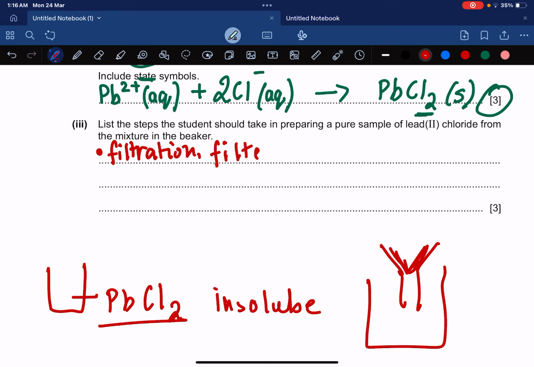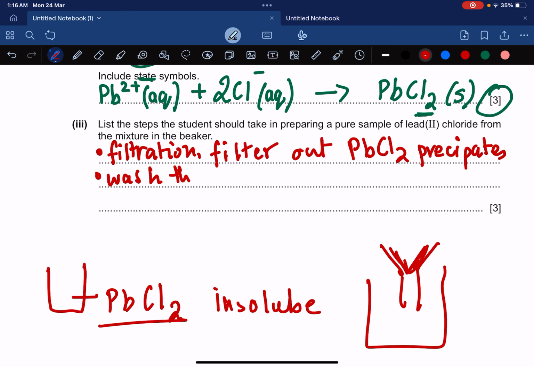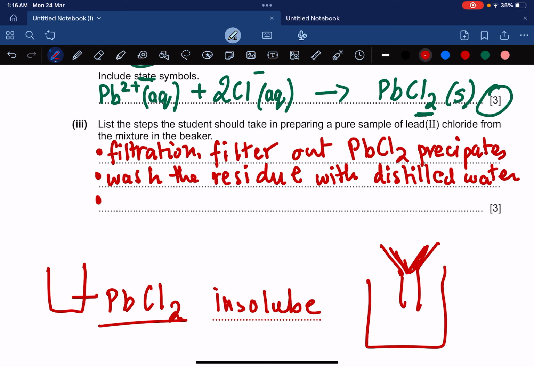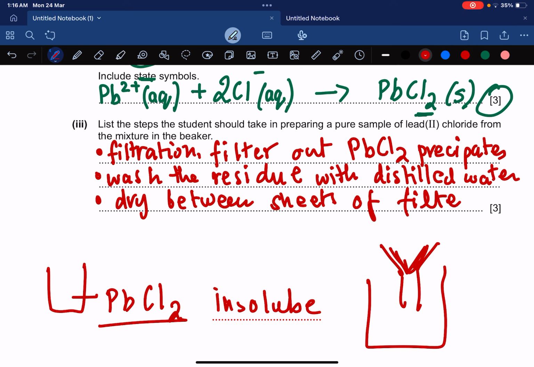Okay, filter out PbCl2 precipitates. Second step is going to be wash the residue. Residue is going to be basically your PbCl2 precipitates, which are the lead chloride precipitates. Wash the residue with distilled water. Basically, you wash it to remove any soluble impurities on it. And the last step is going to be dry between sheets of filter paper. Okay, and you are done gaining your 3 marks. Okay, 1 mark for this, 1 mark for this, and 1 mark for this.